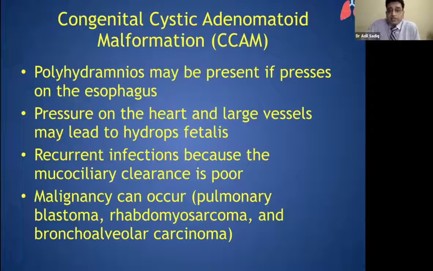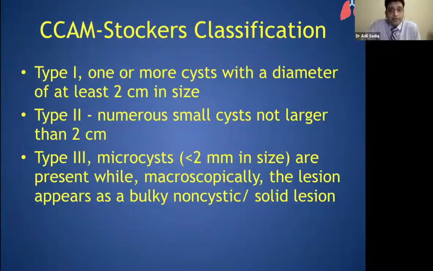Important because it causes recurrent infections, and malignancy can definitely occur, although there have been debates about the malignant potential, but bronchoalveolar carcinoma, blastomas and sarcomas can occur as well. So Stocker's classification, just a small note on it. Type 1 is the large cyst, visible. Type 3, microcyst, not visible, looks like a solid organ. And type 2 is in between, cyst not larger than 2 centimeters.